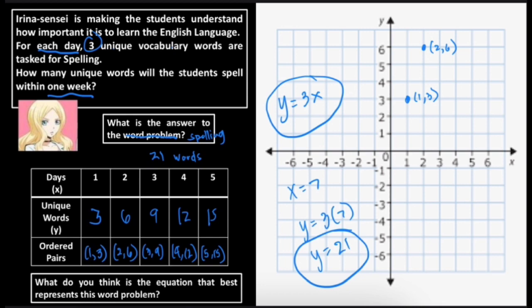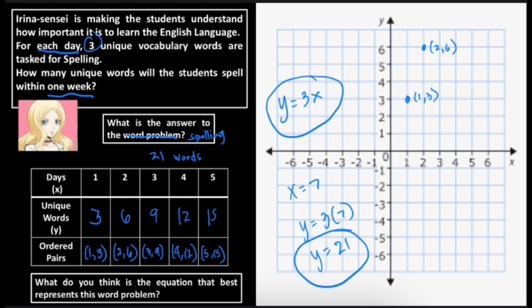So basically, for simple examples like this, don't worry, in the next lesson on linear functions and equations, we're going to deepen our understanding of that. But with simple examples like this, most of the time it's just y is equal to 3x, y is equal to 2x, 4x, and so on and so forth, when it is about word problems similar to this one.